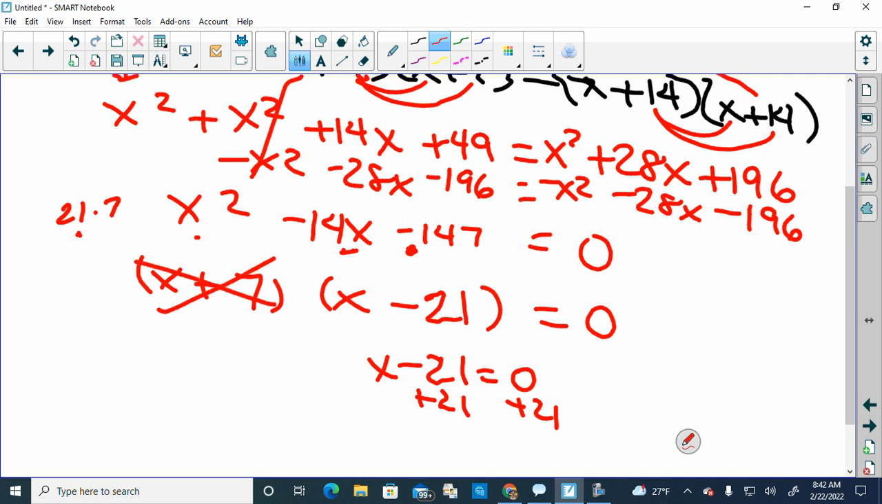Okay, so they want us to find the side lengths of the triangle. When you're solving for x, you have to plug it back into each one of them. One of the sides is x, so what is one of our sides? 21. Then we plug it back into x plus 7, so you get 21 plus 7, which is 28. And then the third side would be what? 35, because you're going 21 plus 14.